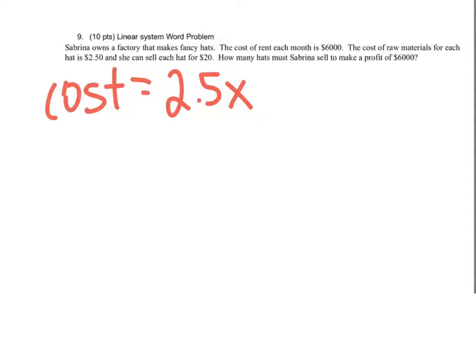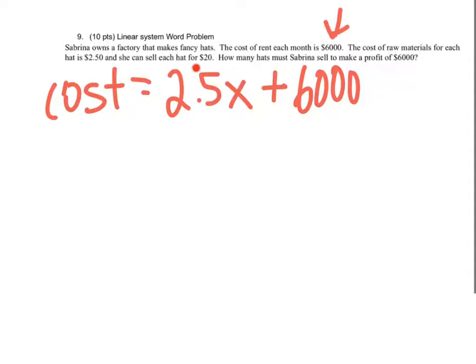So she's going to pay $5 to make 2 hats. She's going to spend $10 to make 4 hats. So that's part of the cost. What other cost is there? There is the cost of rent right here, so it's $6,000. So here we've got the rate, and this is the starting cost, kind of like the slope and the y-intercept if we were graphing this.